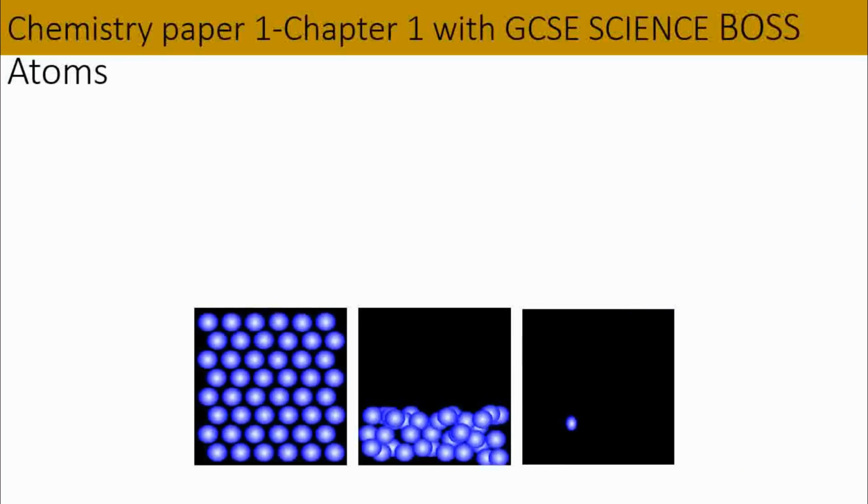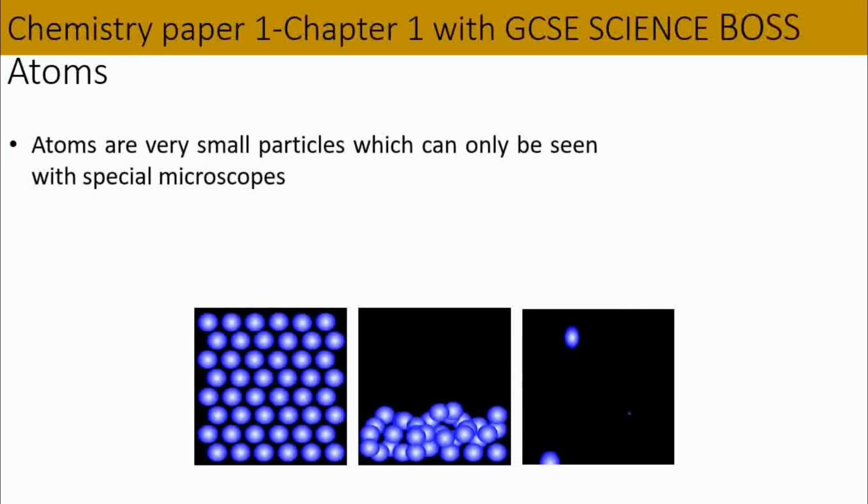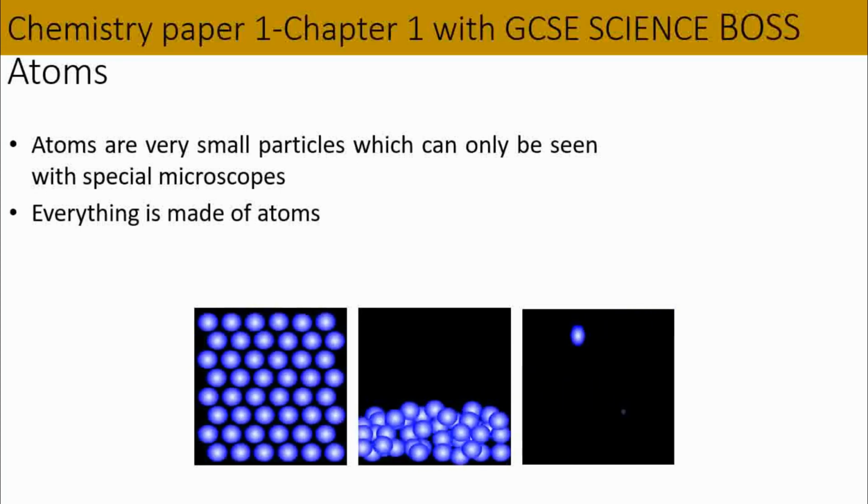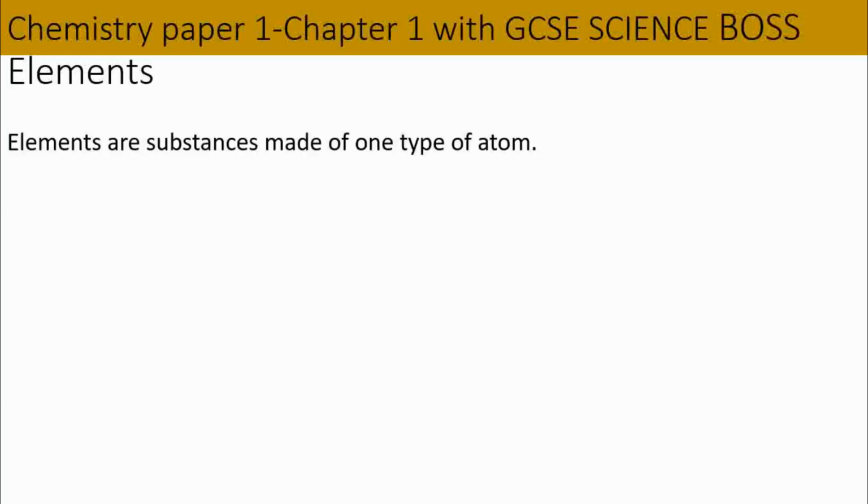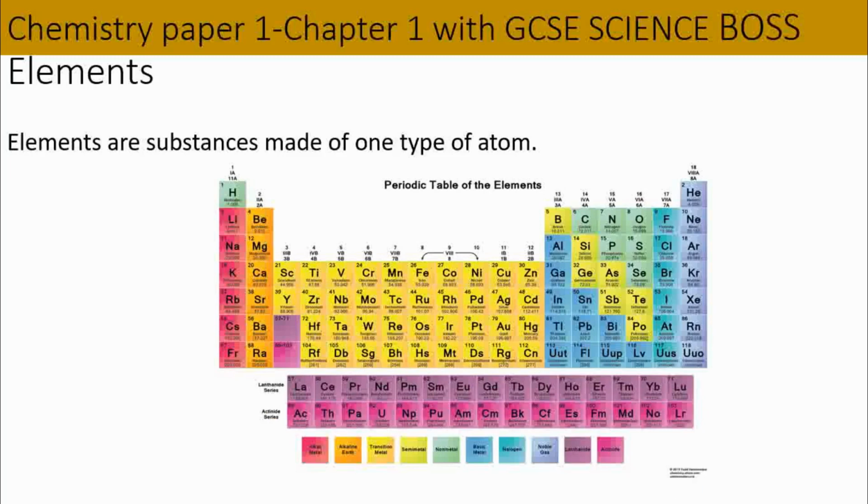So the first thing that you need to know in this chapter is what exactly are atoms. Okay, and you can see the definition on screen. All right, so they are small particles and they can only be seen with special microscopes, the electron microscope. Okay, and you can see that atoms are everywhere around us. Everything is made up of atoms. Every single thing that you know is made up of atoms. Okay, now elements are substances which are made up of one type of atom only.